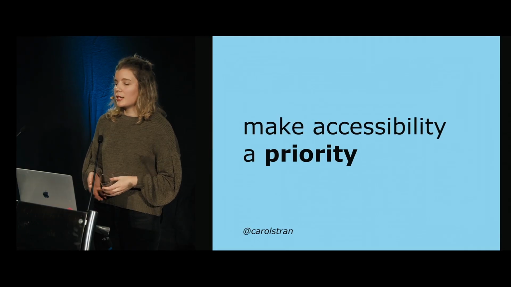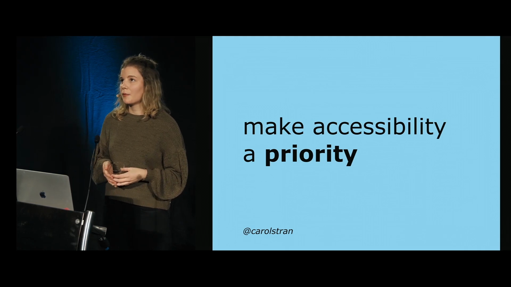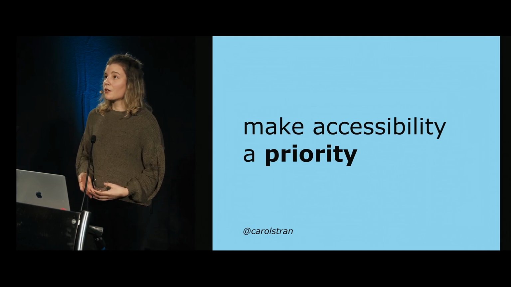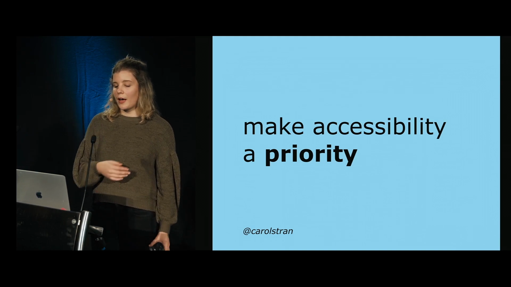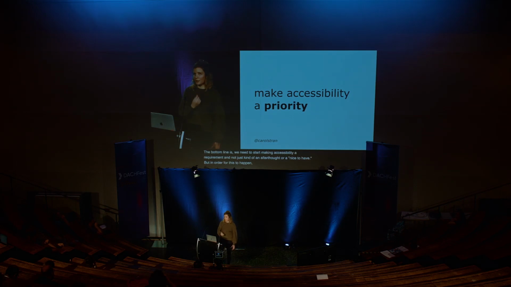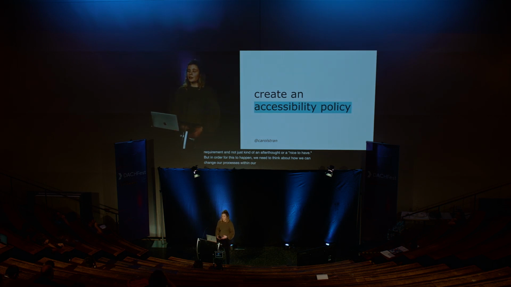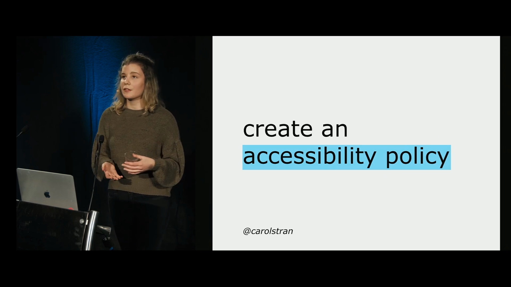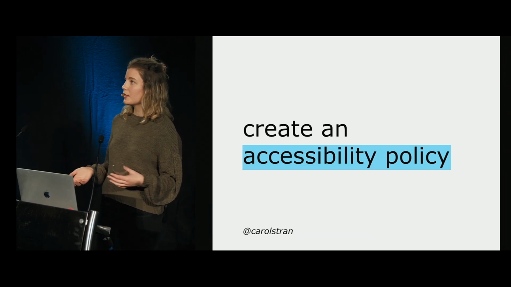The bottom line is we need to start making accessibility a requirement and not just an afterthought or a nice to have. But in order for this to happen, we need to think about how we can change our processes within our organizations and our workflows. So for instance, we can create and implement an accessibility policy. An accessibility policy can be anything from a formal document that's posted publicly to an internal set of tools and standards for your teams. Either way, it should be a statement that outlines your organization's intentions towards your product's accessibility.